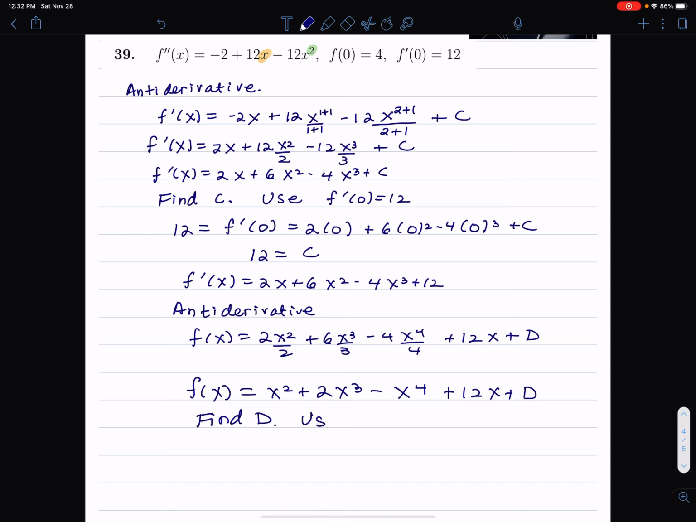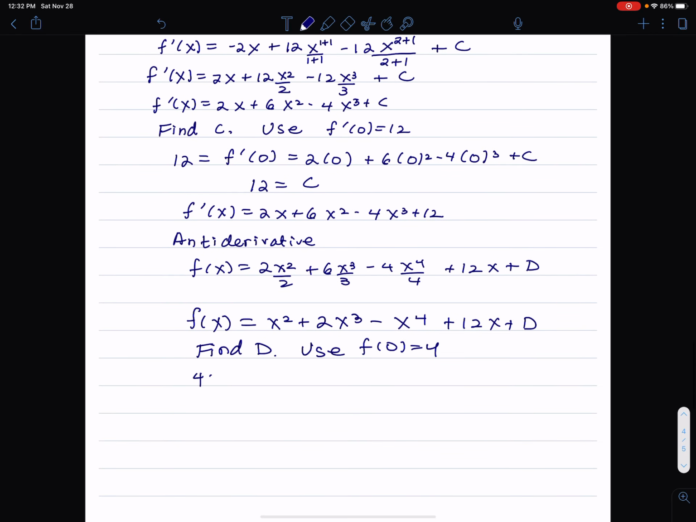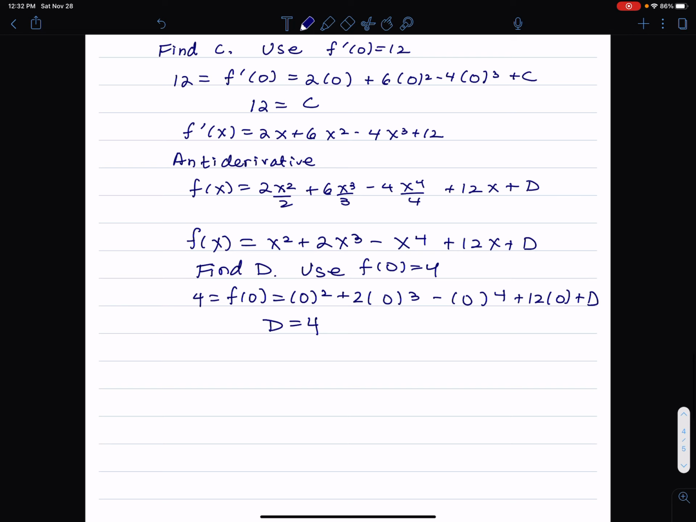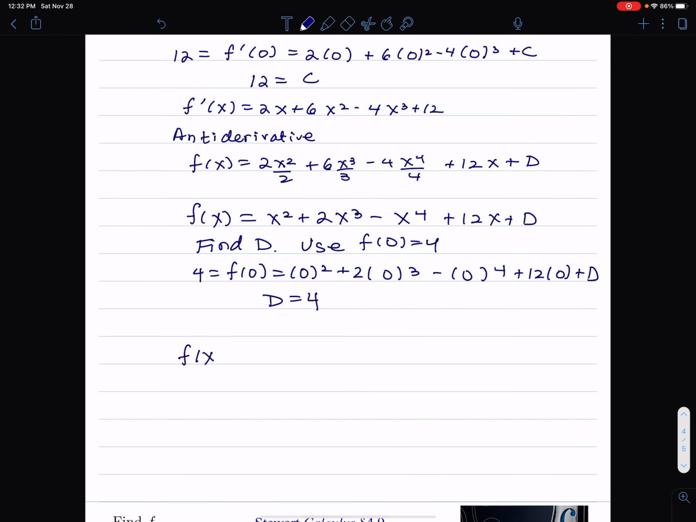The way to do that is we use that f of 0 equals 4. So 4 equals f of 0. Well, everything with x is going to disappear. It's good to show this work. But it's pretty clear that d is going to be 4. So everything with 0 disappeared. I didn't write down the right thing before, but now I will. So f of x is equal to x squared plus 2x cubed minus x to the 4th plus 12x plus 4.